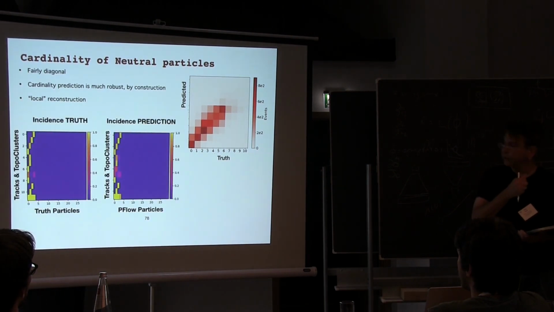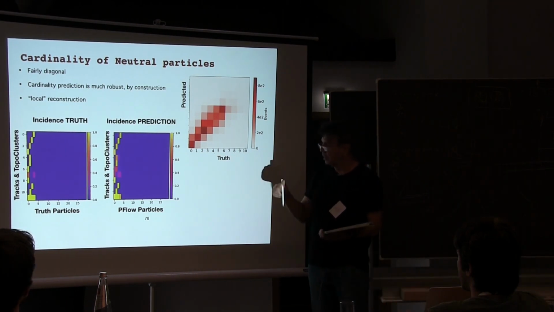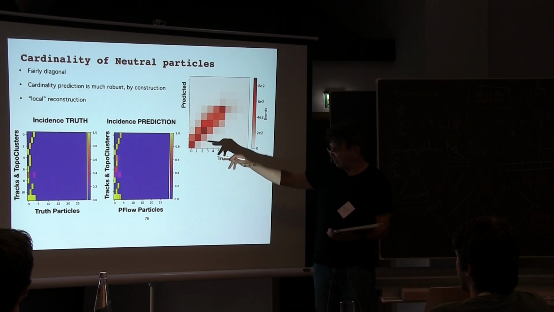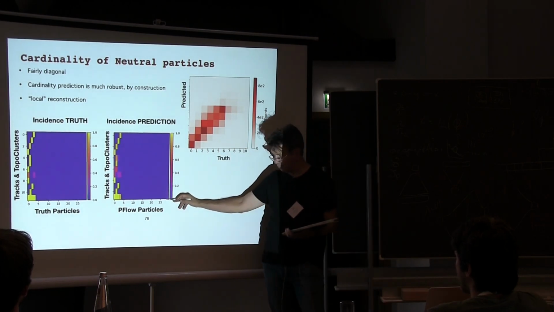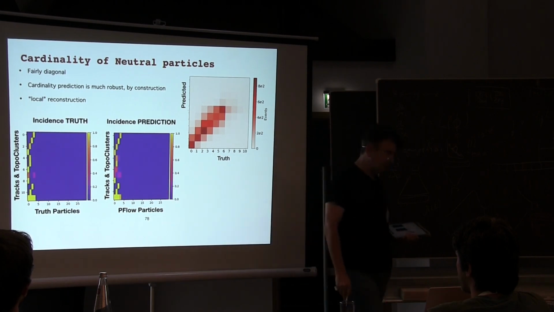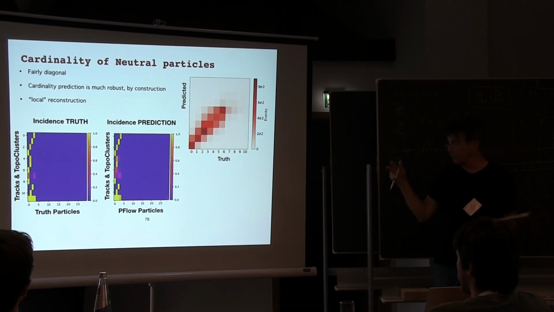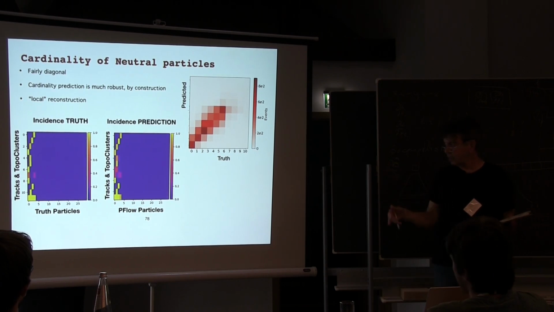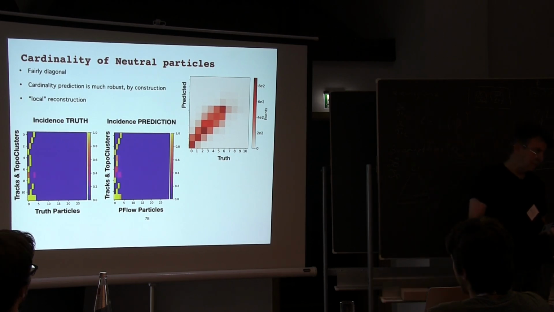We can also look at one event, for example, the incidence truth. Our K, the maximum, is 30. We allow up to 30 particles. So we can look at the incidence truth versus the incidence prediction, and this is just to give you the feeling that it's doing a very good job. Very good.